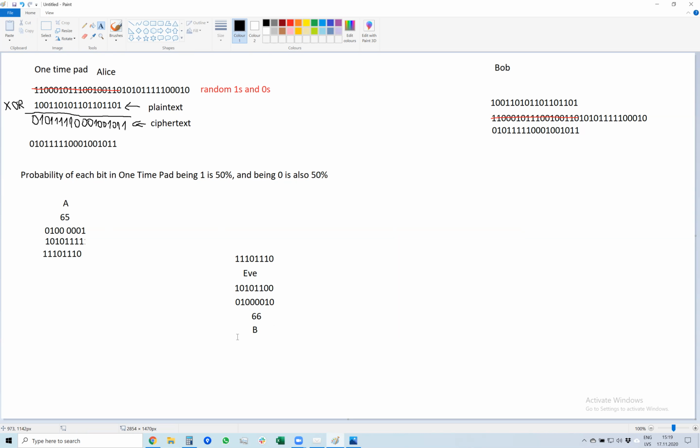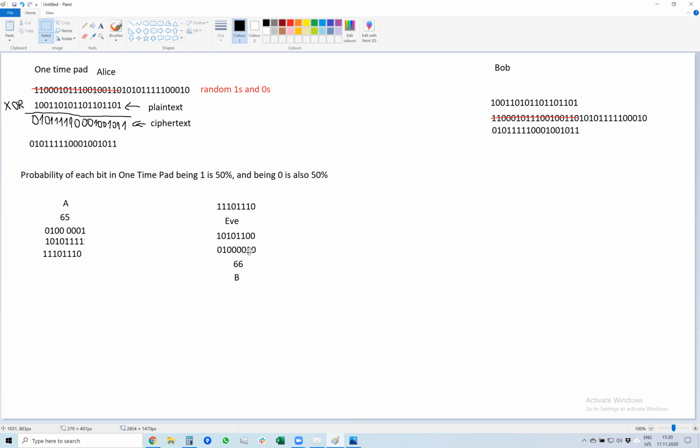So by this, I'm just saying, these algorithms don't crash when you use a wrong key, they just produce wrong output. So Eve thinks that Alice sent letter B, whereas in reality, she sent letter A. Bob has the correct one-time pad, he XORs and he gets the correct result, basically. Okay, so this is about the one-time pad.